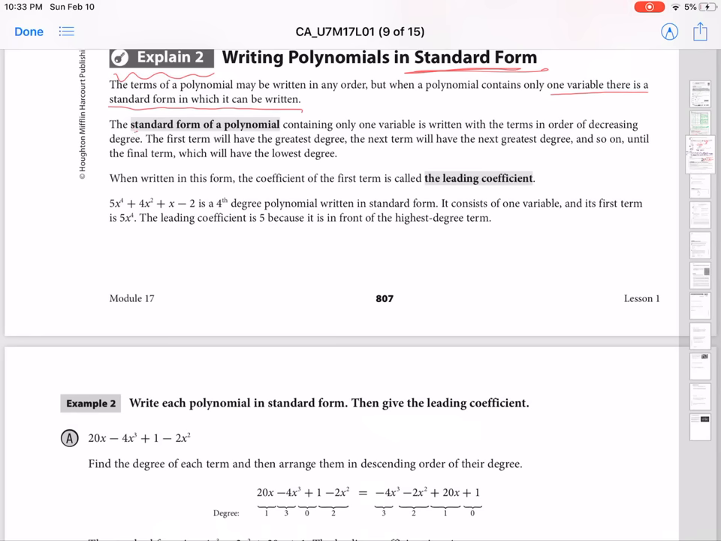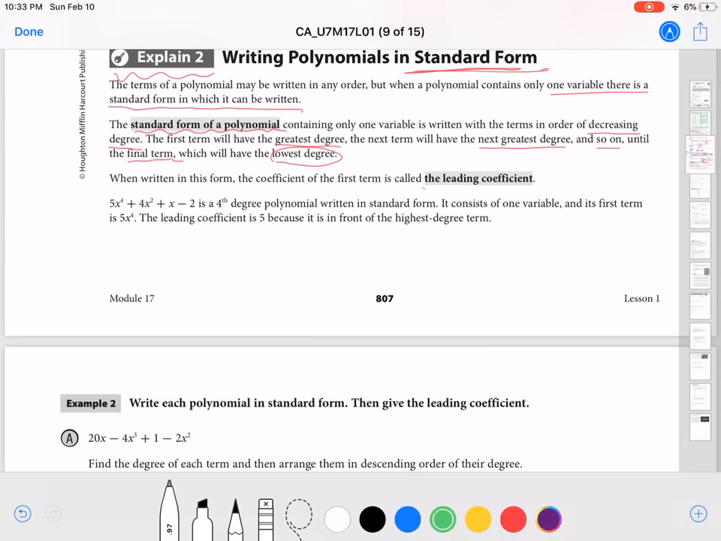The standard form of a polynomial containing only one variable is written with the terms in order of decreasing degree. The first term will have the greatest degree, the next term will have the next greatest degree, and so on until the final term has the lowest degree. When written in this form, the coefficient of the first term is called the leading coefficient.